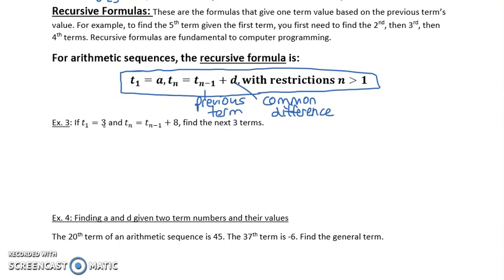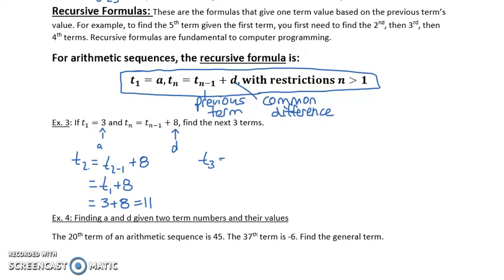So let's see. If t1 is equal to 3, and tn is equal to tn minus 1 plus 8, find the next three terms. So again, this is our starting term. That's our a value. And again, this 8 is our d value. We're trying to find the next three terms. So t2 is equal to t of 2 minus 1 plus 8. Well, 2 minus 1 is t1. And t1, we're told, is 3. So that's 3 plus 8, which is 11.